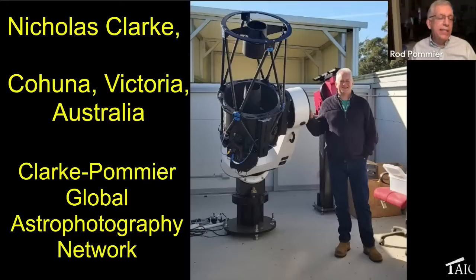Nicholas can image things in the Southern Hemisphere and send me all the data that I want. I can image things in the Northern Hemisphere that he cannot, and I send him images. And together, we're going to cover the entire sky over our years ahead.